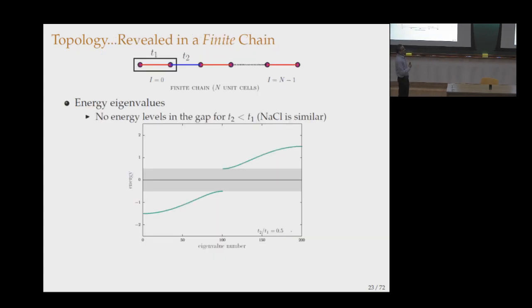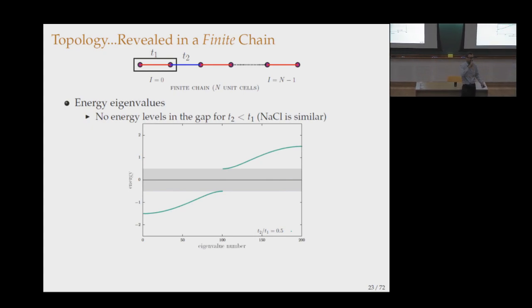So what would happen? It turns out that you cannot see any difference unless you do something drastic. Remember, I had this chain and I had put periodic boundary conditions. Now I take a scissor and just cut the chain. So what have I done? I have a finite system with open boundaries. And then something magical happens, right?